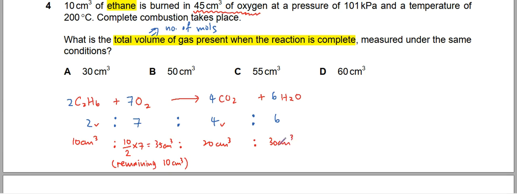So at the end of the reaction, the gas that we expect to be present is this 20 cm cube of the carbon dioxide, 30 cm cube of the water and 10 cm cube of the remaining unreacted oxygen. If we add all of them together, it's going to be 20 plus 30 plus 10, so the total is 60 cm cube. So the answer is D.